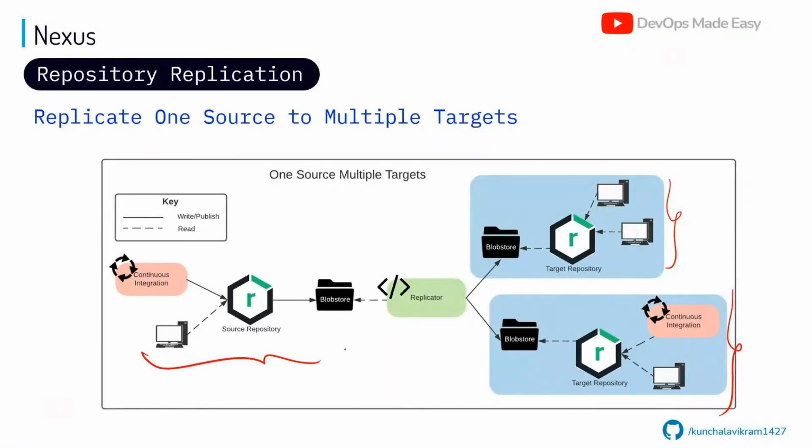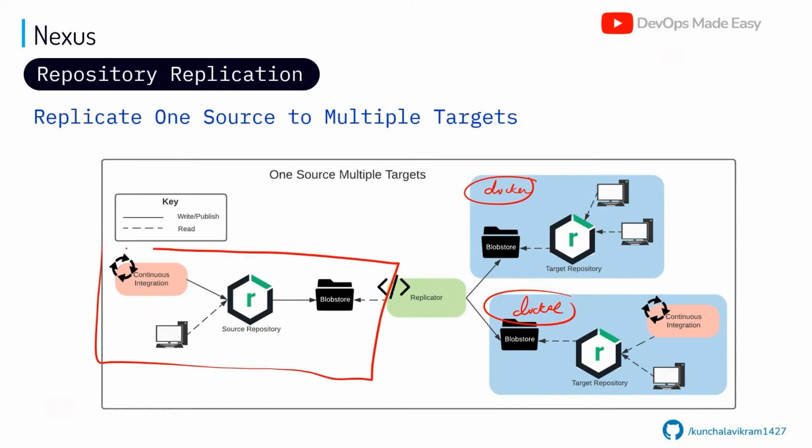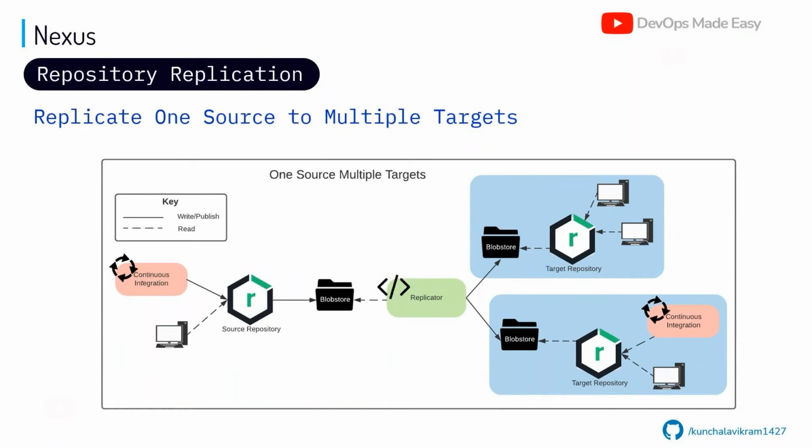But I want to mirror some of the repositories. Let's say there is a Docker repository created and being consumed in this repository. Similarly, I have a Docker repository here, but I want these two repositories available in some other Nexus repository which is set up in some other location. Then what I can do is replicate or mirror those repositories from those locations. This is called replication.